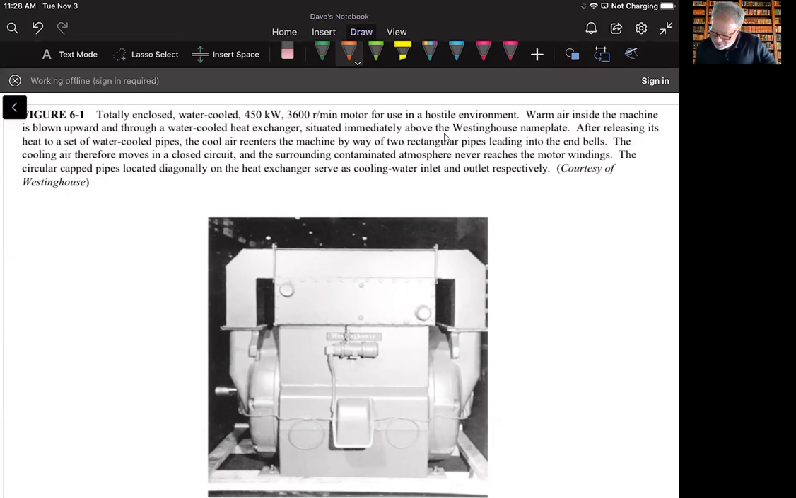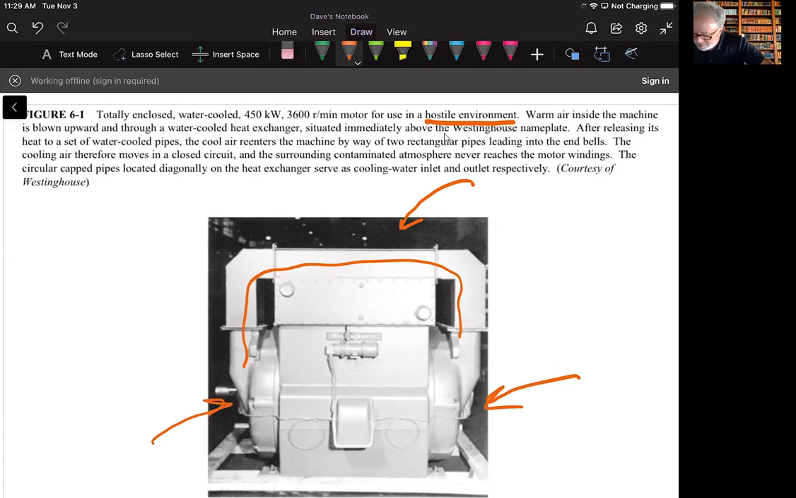This figure 6.1 is a totally enclosed, water-cooled, 450 kilowatt, 3,600 RPM motor. This one is used for a hostile environment. Warm air inside the machine is blown upward and through a water-cooled heat exchanger. So this whole thing here is a heat exchanger. And it says after releasing the heat to a set of water-cooled pipes, kind of like a radiator, the cool air re-enters the machine by way of two rectangular pipes in the end bells. So there's a way to return that cooled air back to the motor.